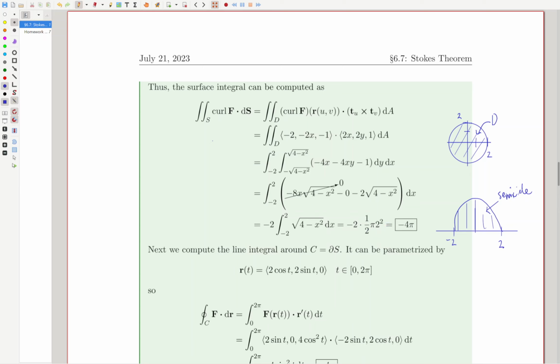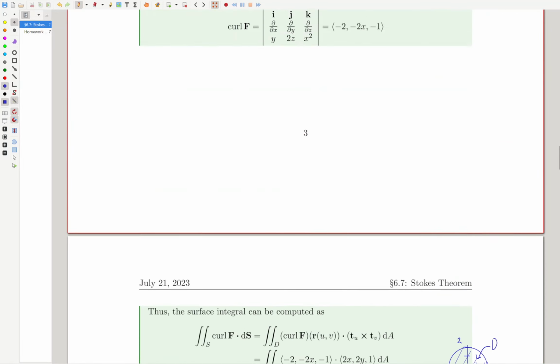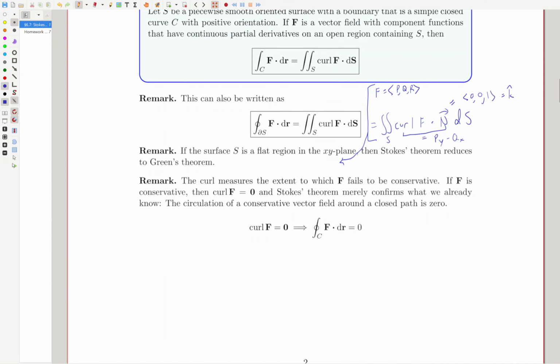We computed one side of Stokes' theorem. Now we compute the other side of Stokes' theorem, which is the line integral. So we're going to need the line integral around the boundary of the surface. Recall that I can probably scroll up a little bit, if my computer stops jumping. Where's my cursor?